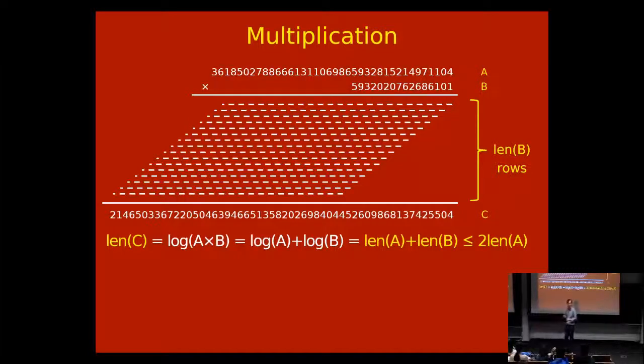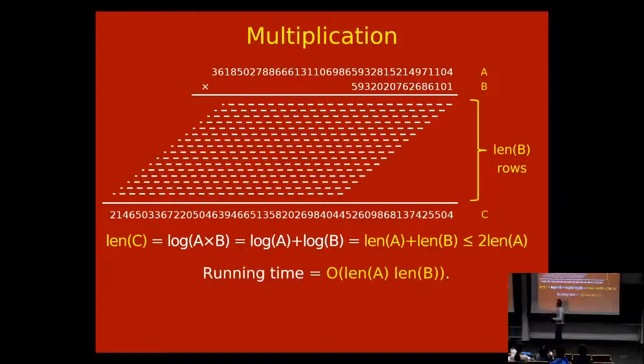And let's just remind ourselves what the length of the answer is. We certainly have to write down the answer. So the length of C is log of C, which is log of A times B. By the properties of logs, it's log of A plus log of B, which is also the length of A plus the length of B. OK, so the number of digits in the answer is more or less the sum of the number of digits in the problem. So if A is the longer one, that's at most twice the length of A.